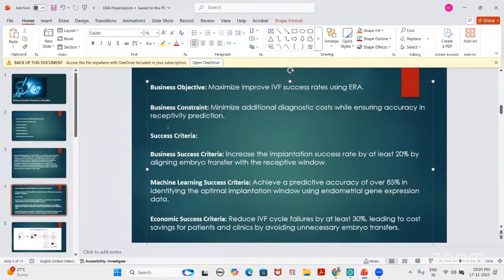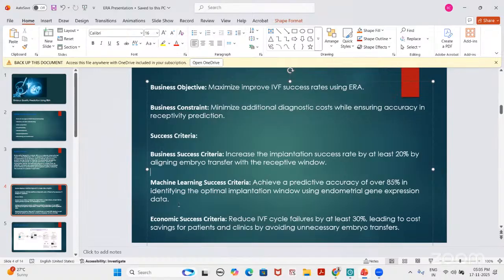And along with that, we have 3 success criteria. The first one, business success criteria, which is to increase the implantation success rate by at least 20%, by aligning embryo transfer with the receptivity window. Basically, we just want to improve the IVF success rate by at least 20%.